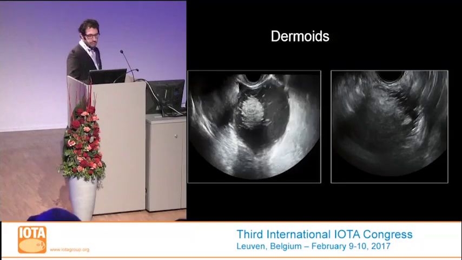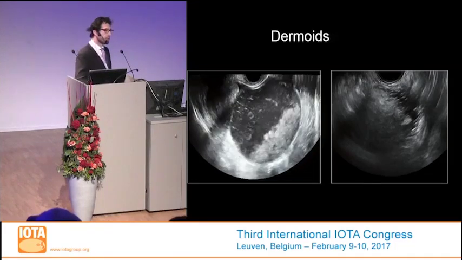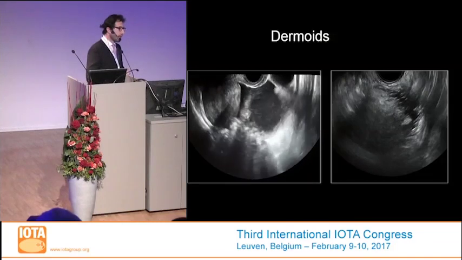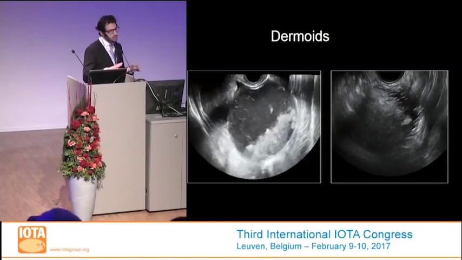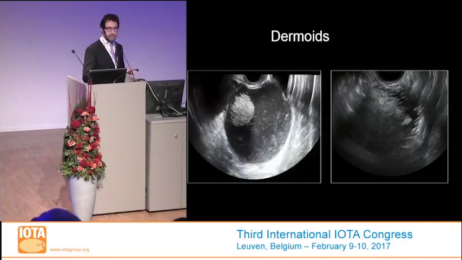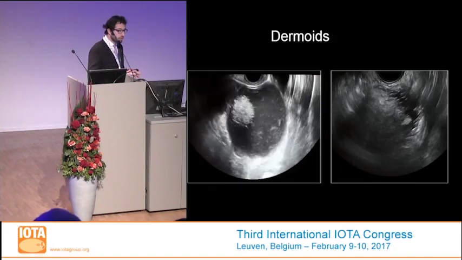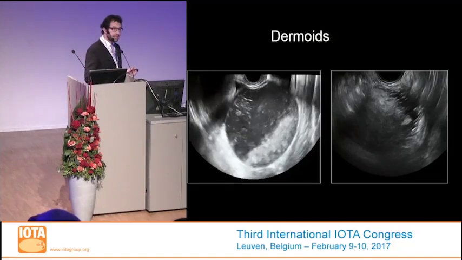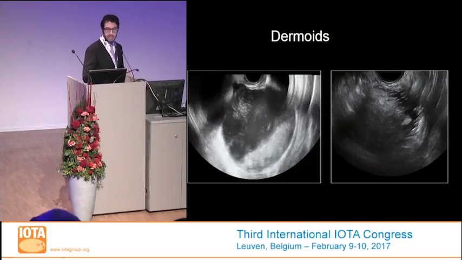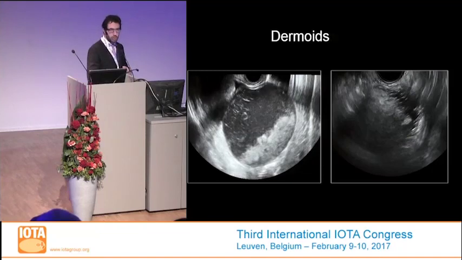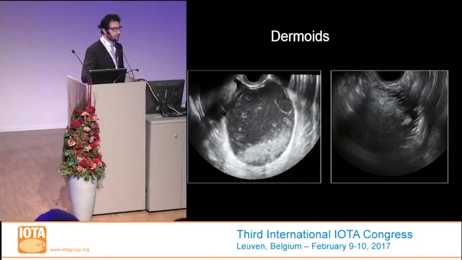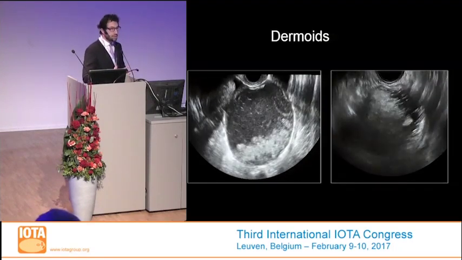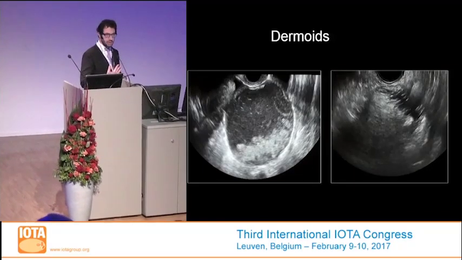These are other examples in which it is possible not only to state whether the mass is benign or malignant, but it is possible for an expert sonologist even to hypothesize the histology of the mass. And these cases are corpora lutea, dermoids, endometriotic cysts, hydrosalpinxes, and peritoneal pseudocysts.